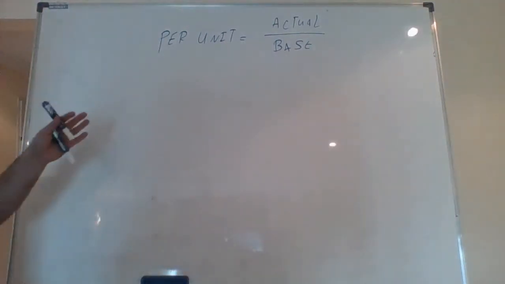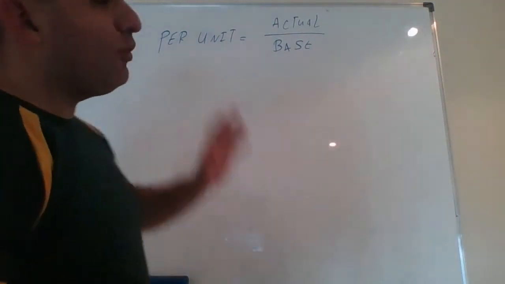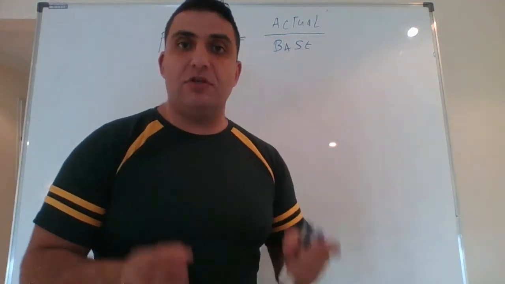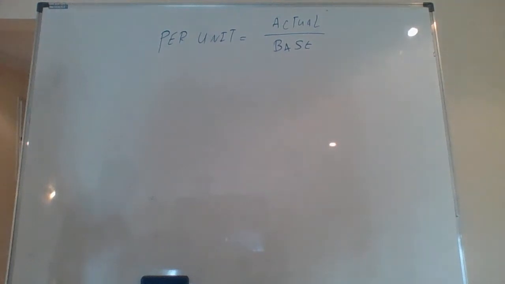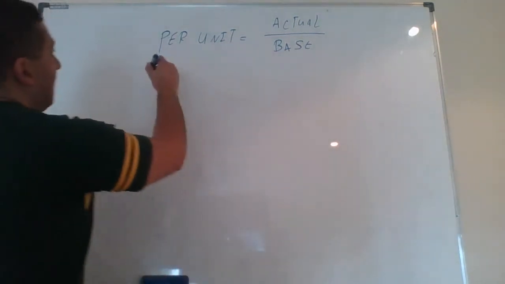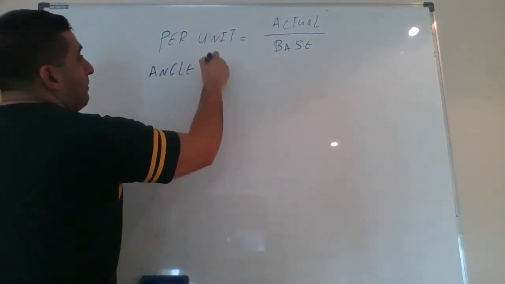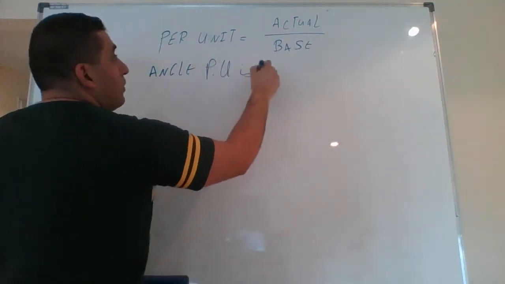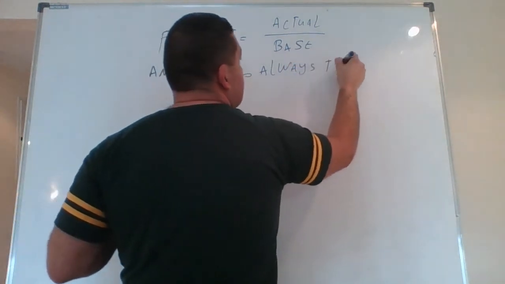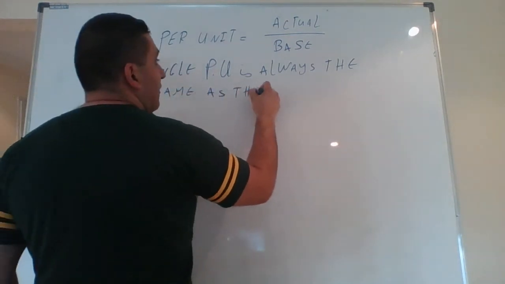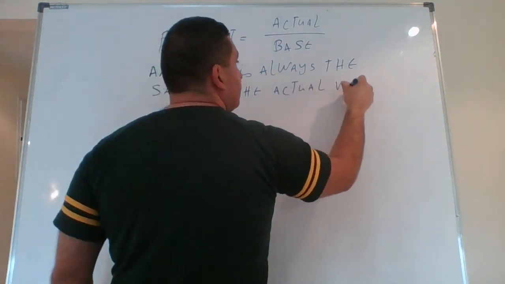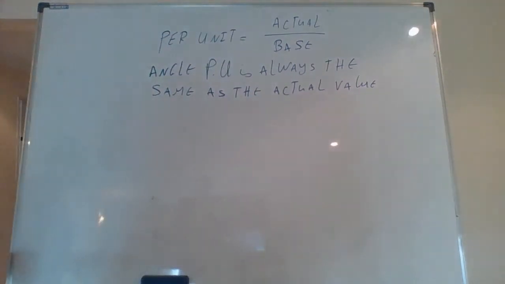So I have to define the base voltage. The base voltage must always be a real number. This is very important to keep in mind, that the base value is always a real number. The angle of the per unit, I want to call it PU, is always the same as the angle of the actual value.